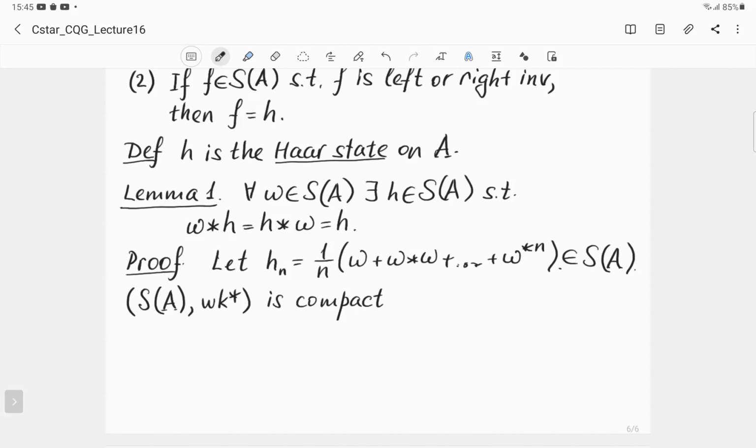So since it is compact, we can find a convergent subnet. There is a subnet h_n(lambda) of the sequence h_n, which converges to a state little h. So I claim that little h is exactly what we are looking for.